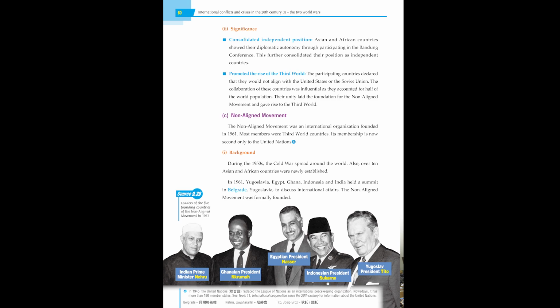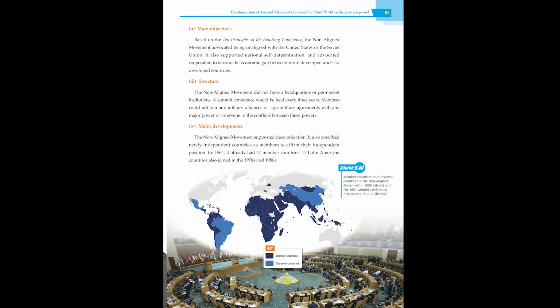Look at the source 9.39. Leaders of the 5 founding countries of the non-aligned movement in 1961. 2. Main objectives. Based on the 10 principles of the Bandung Conference, the non-aligned movement advocated being unaligned with the United States or the Soviet Union. It also supported national self-determination and advocated cooperation to narrow the economic gap between more developed and less developed countries.